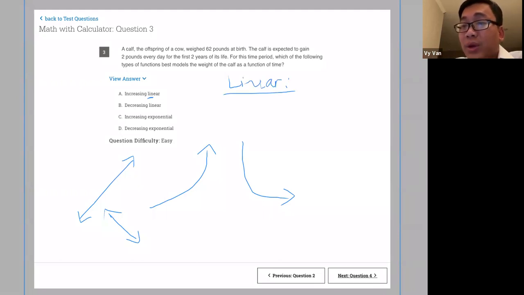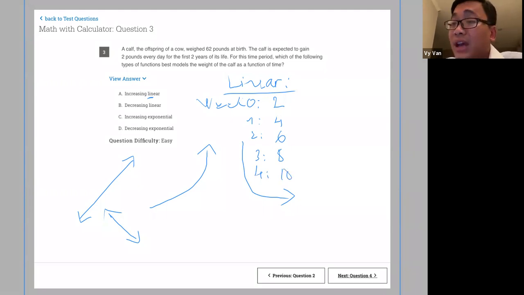So let's say you start with $2 at week 0. Week 1, you add 2. Week 2, you add 2 more. Week 3, you add 2 more. Week 4, you add 2 more. So you add the same amount every time.